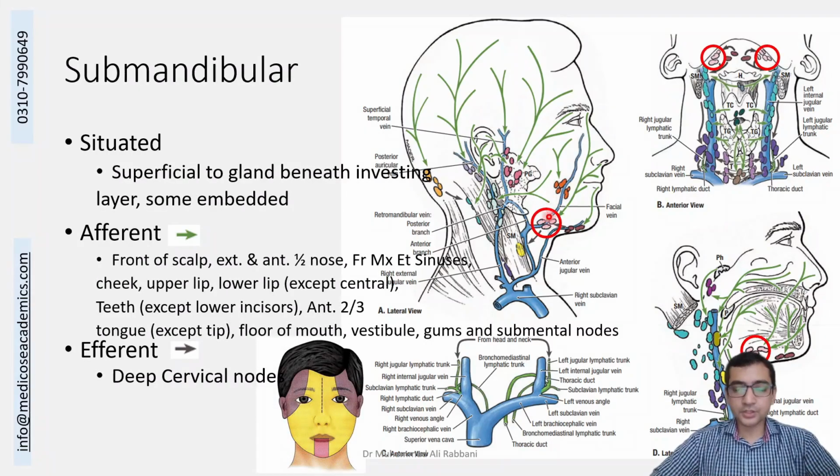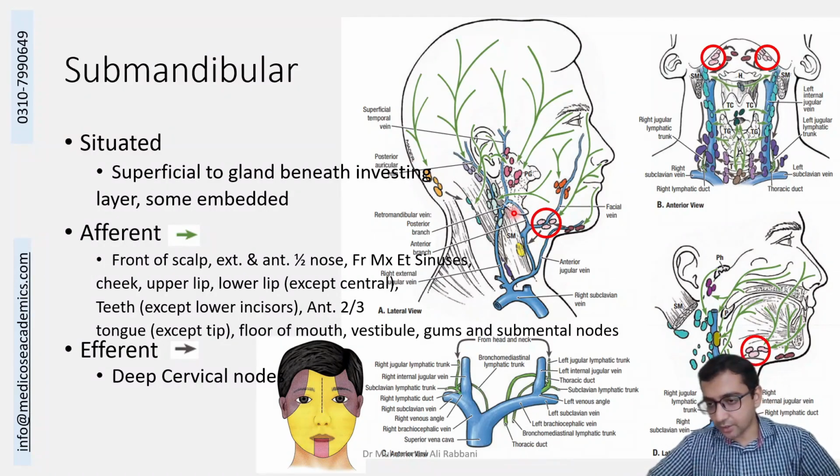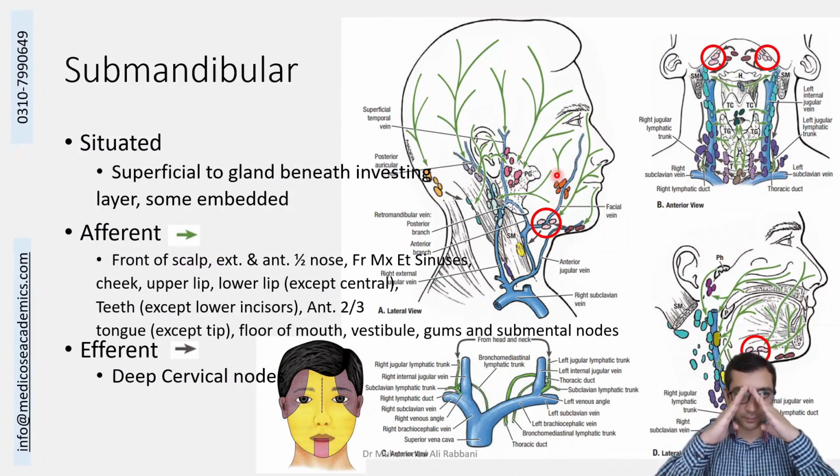Then there are the submandibular nodes, which are present in the submandibular fossa, in the submandibular region, beneath the investing layer. Some are outside it also, and it is shown in both of these pictures here. It receives lymphatics from the buccal nodes. It is receiving from the submental nodes. So everything that was beyond inside this line.